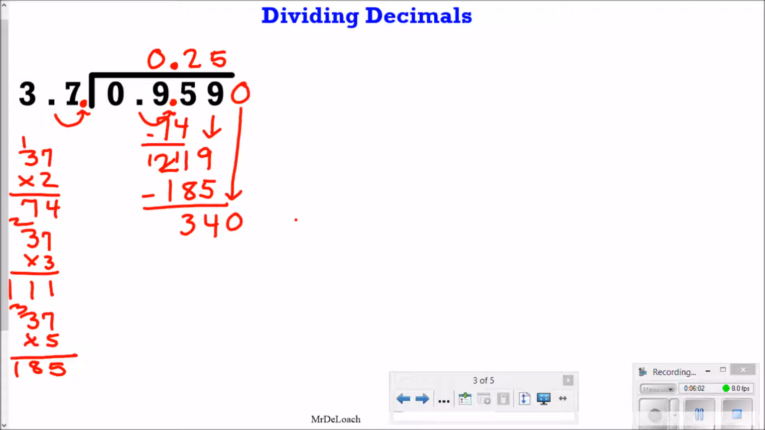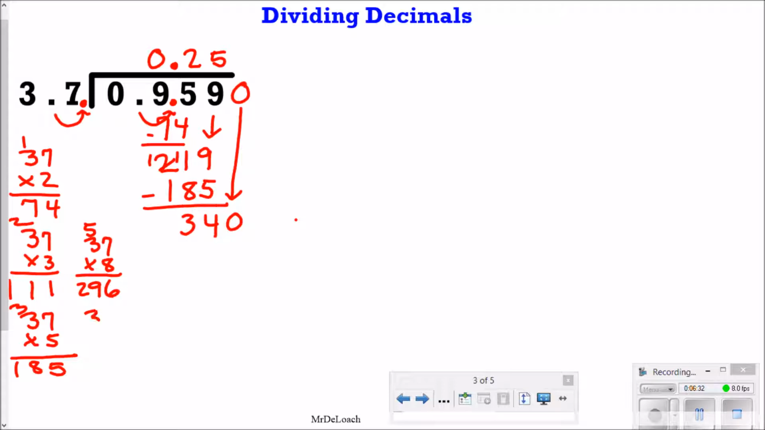37 into 340. So 37 goes into 340. I'm going to assume about maybe 8 or 9 times, because I know 37 times 10 is going to be 370. So I'm going to try 37 times 8 to start with, and I end up with 296.